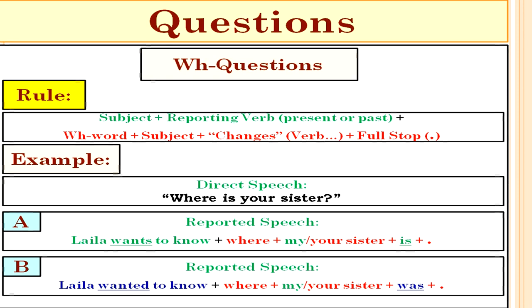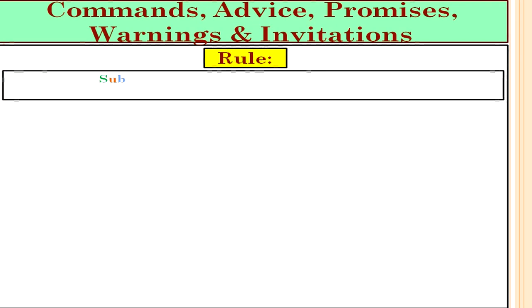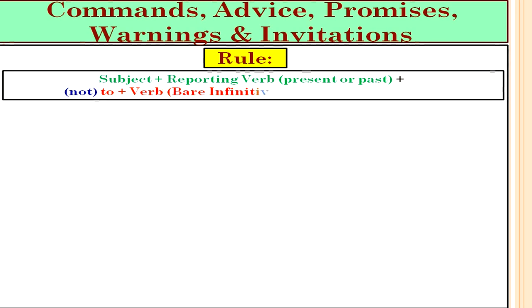So did you understand now how to report questions, either WH questions or yes-no questions? That's good. Now, the next part of this video is reporting commands, advice, promises, warnings, and invitations. All of these language functions have the same rule, and it is very easy. So, according to the rule, we have the subject plus the reporting verb, which is either in the present or the past tense, plus to plus the verb in bare infinitive, or not to plus the verb in bare infinitive.